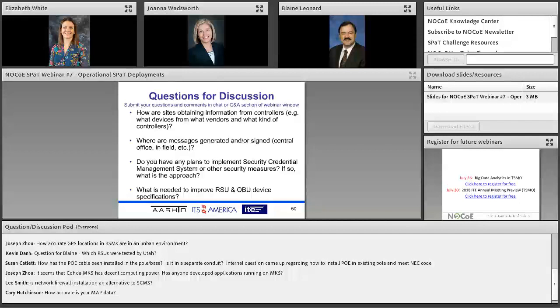I think the DSRC vendors are building applications that run on board their devices, and there are probably third parties doing the same thing. So I can't give you specifics of what those applications might be, but I think all of the vendors are working on applications that run on board.